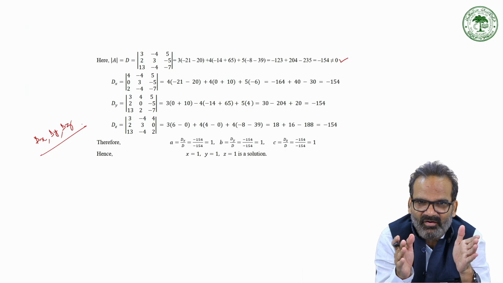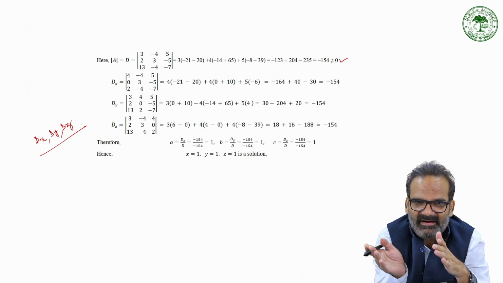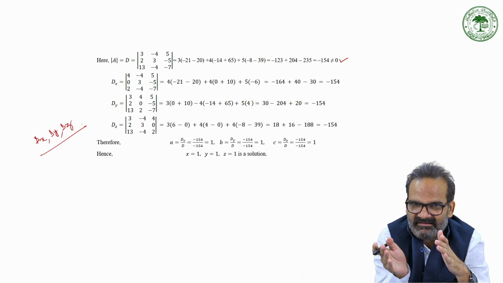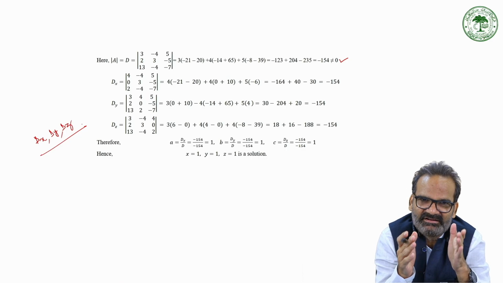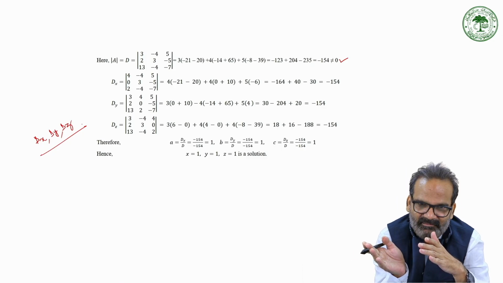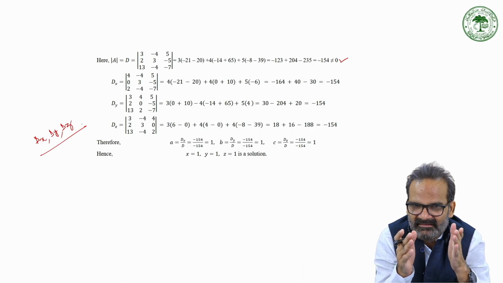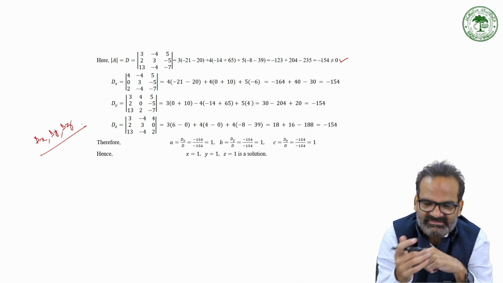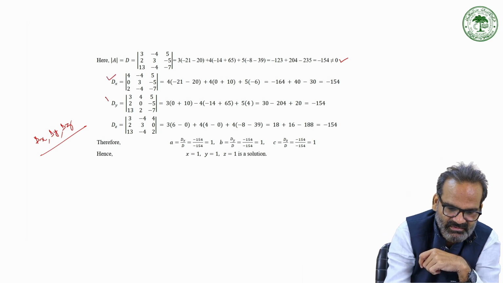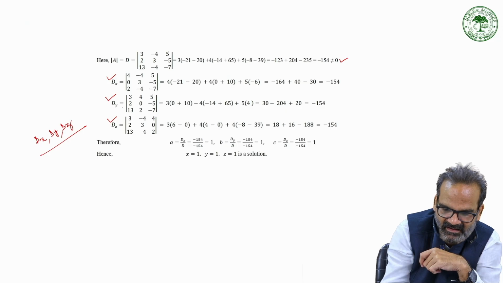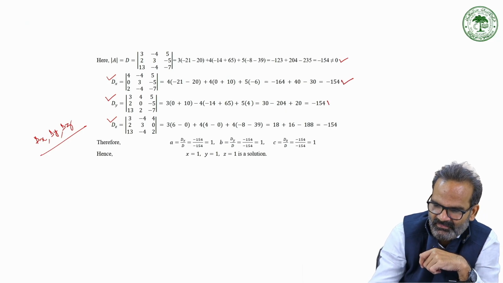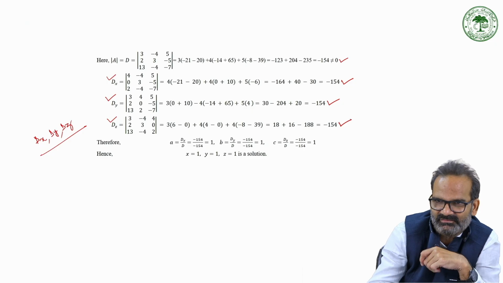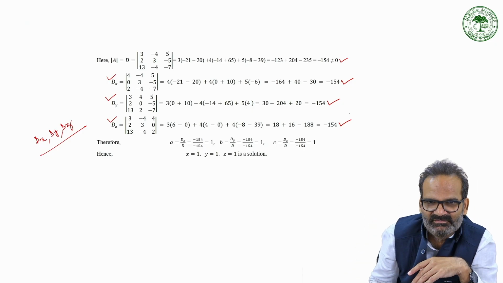The first column of D should be replaced by the matrix B to get dx. The second column of the determinant D should be replaced by the matrix B to get dy. The third column of the determinant D should be replaced by matrix B to get dz. So this is your dx, this is your dy, this is your dz, and finally this is minus 154, minus 154, minus 154. Fortunately they all are coming out minus 154.